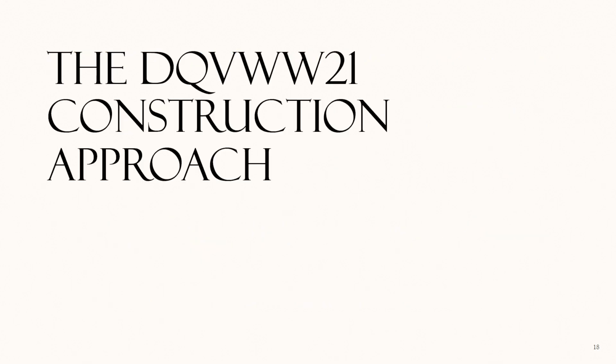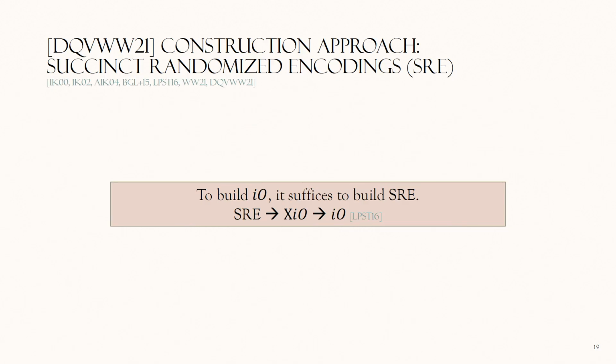Okay, so let me motivate the DQVWW21 construction approach. The work of Lin et al. in 2016 showed that any non-trivial compression of the truth table is enough to imply I/O, and that's what they called XIO. And it's not hard to see that another notion named succinct randomized encodings implies XIO, which implies I/O. Therefore, to build I/O, it suffices to build what we call succinct randomized encodings.